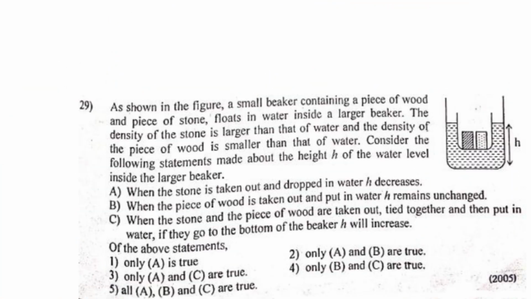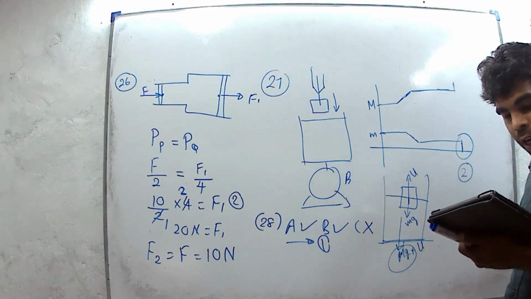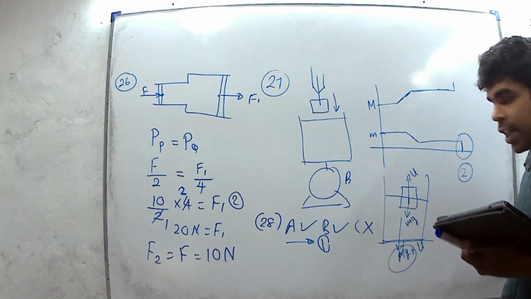In 29, as shown in the figure, a small beaker containing a piece of wood and a piece of stone floats in water inside the large beaker. The density of the stone is larger than that of water, and the density of the piece of wood is smaller than that of water. Consider the following statements made about the height h of the water level inside the larger beaker. Part A. When the stone is taken out and dropped in water, h increases.